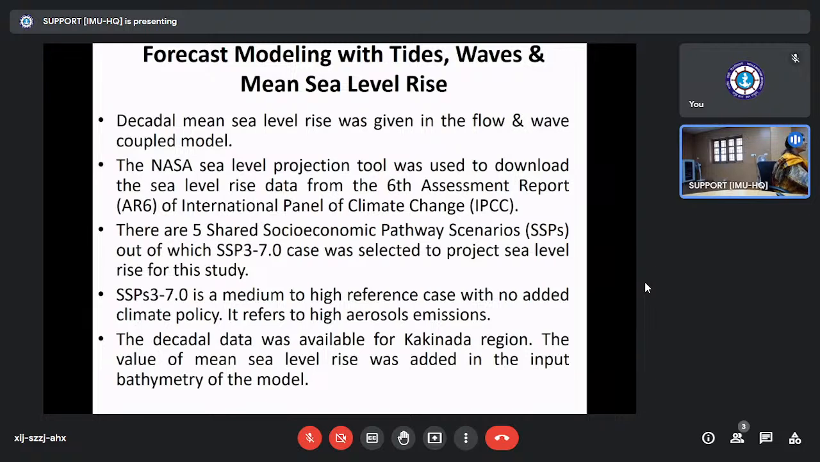So decadal sea level changes were given as input in the flow and wave coupled model. The NASA sea level projection tool was used to download the sea level changes for every decade, and among the shared socioeconomic pathways scenarios, SSP 7.0 was chosen. It is a medium to high reference case where no climate policies are added and high aerosol emissions are referred to. So this decadal data was available on the site, and this has been incorporated in the model.